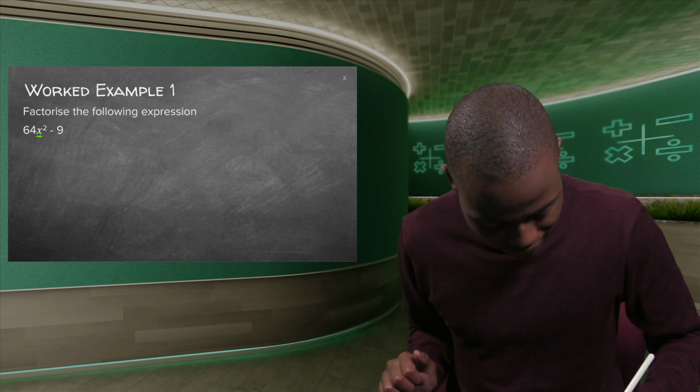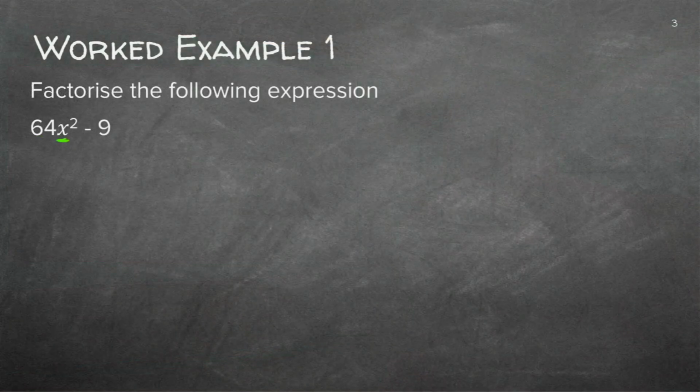If we have 64x squared minus 9, the rules say you must have at least two terms. As you see, you have one term and the second term there. And you must have opposite signs. There is a positive sign there, so it's plus 64x squared minus 9. So you have opposite signs. And each term must be a perfect square.